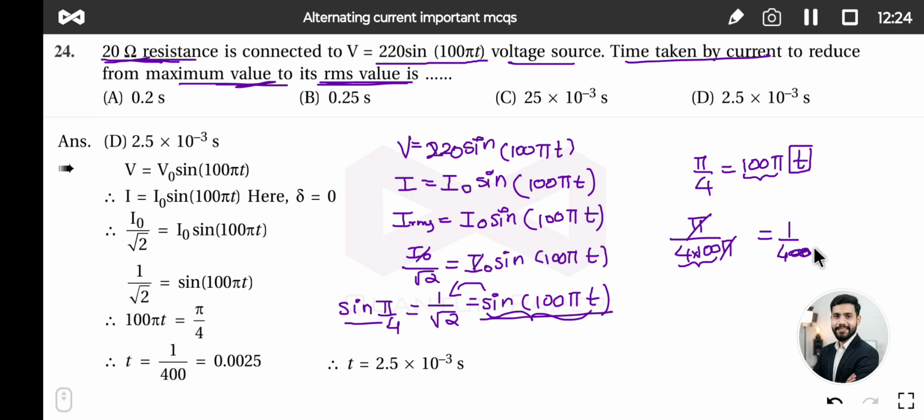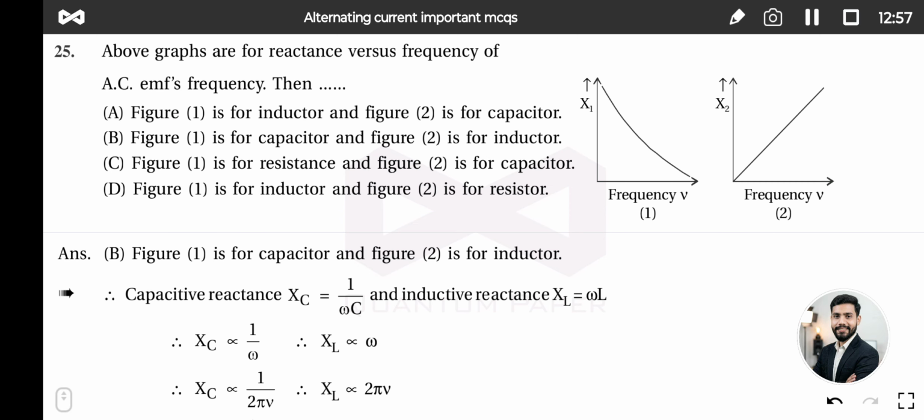Or you can write 4 into 10 raised to 2. 1 by 4 is nothing but 0.25. And if you take this 10 raised to 2 in the numerator, it becomes 10 raised to minus 2. If you move the decimal point one place to the right, we get 2.5 into 10 raised to minus 3 second. So the correct answer is D, 2.5 into 10 raised to minus 3 second. Look at the next question.